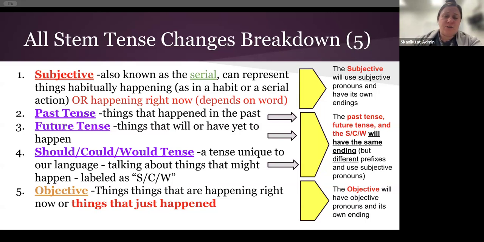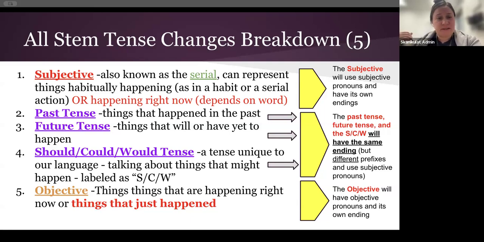The past, future, and should, could, or would tense are all highlighted in purple because they share something in common: they will all share the same ending. That's really important. They use different prefixes, tense prefixes. They all use subjective pronouns, and they all share the same ending. So there are some differences, but there are also some commonalities. So just be aware of each of those.